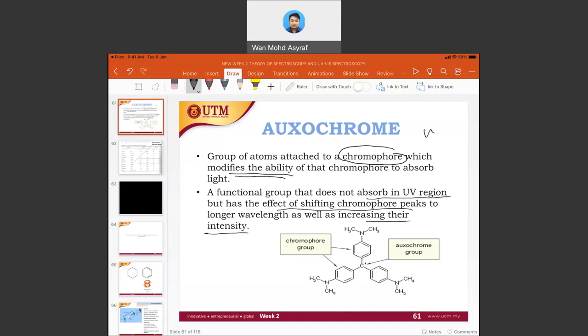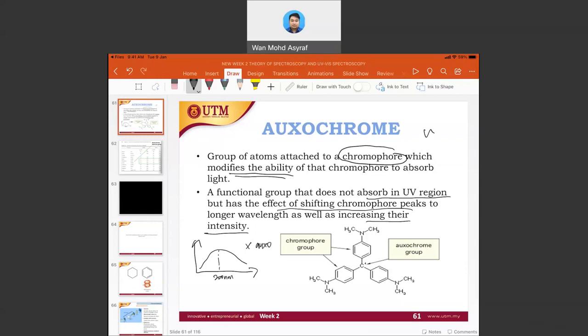Okay, so basically when we look at the spectrum, if it is just a chromophore without auxochrome, maybe it will just be like this. So maybe the optimum one is at around 200 nanometer. So this is without auxochrome.